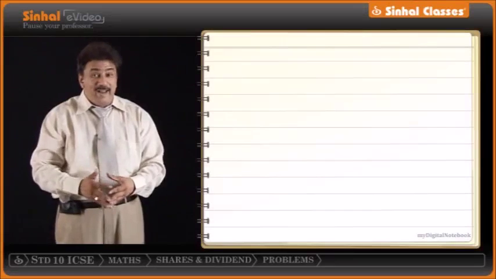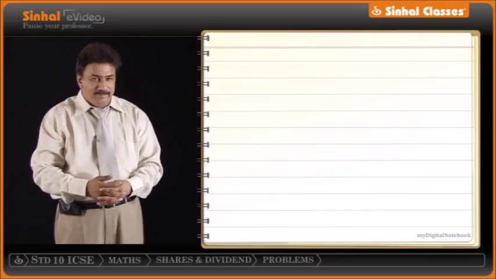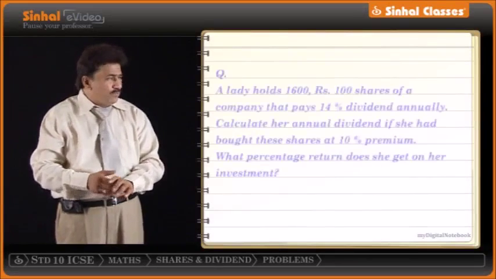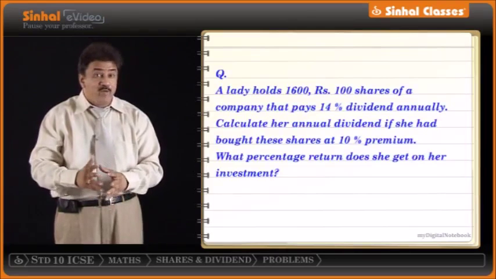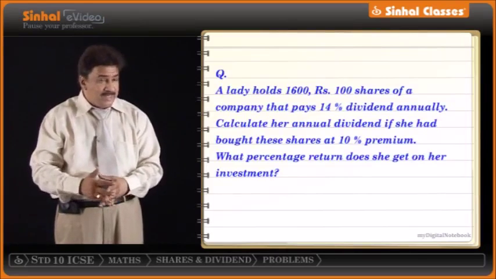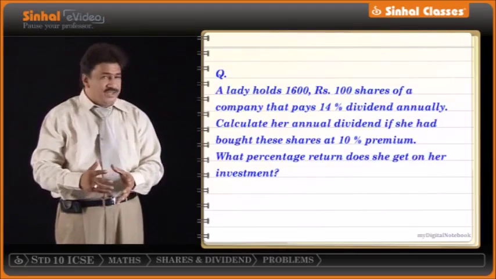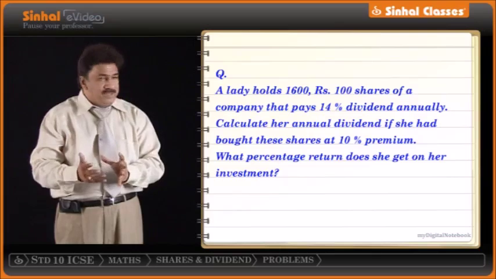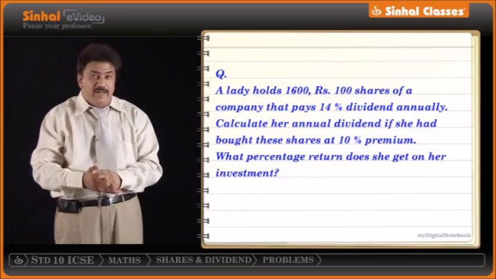Now let's pick up our next sum. See what is given in this sum. I am reading the next question now. Let's pay attention. A lady holds 1,600 rupees 100 shares. That means the number of shares is 1,600 and nominal value is rupees 100. Paying 14% dividend, that is rate of dividend is 14%.